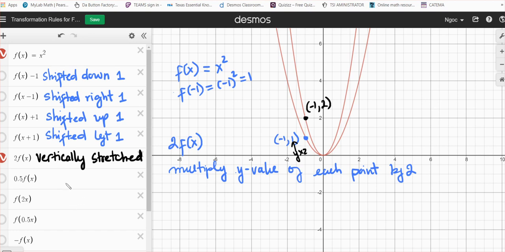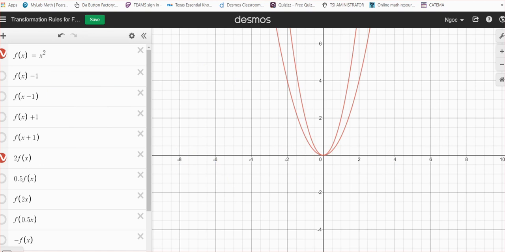Okay, so let's just look at the next case now. So I'm going to go ahead and grab the next one. Okay, so the next one we will have a 0.5 times our parent function. So before we graph, can you predict what happened? Okay, let's graph them now. So you can see right here that the graph is getting wider, right? So since the graph is getting wider, we will use the term, this will be vertically shrunk.